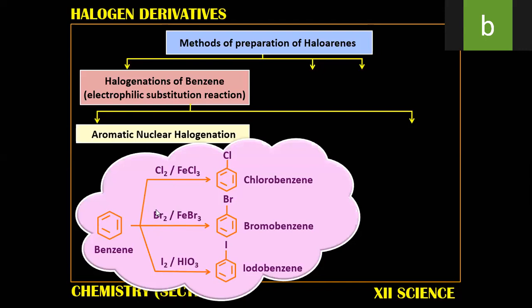This we have done in your 11th standard, but we are repeating it. Benzene on chlorination gives you chlorobenzene. Benzene on bromination gives you bromobenzene. Benzene when reacted with iodine and iodic acid gives you iodobenzene. All three reactions you'll have to copy. You can write as it is I've given you. This method is called direct halogenation.